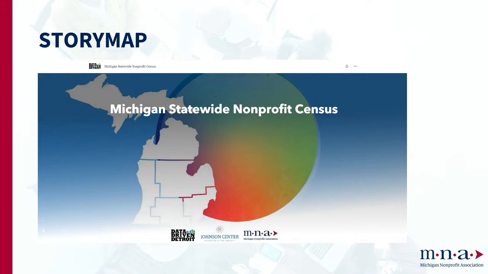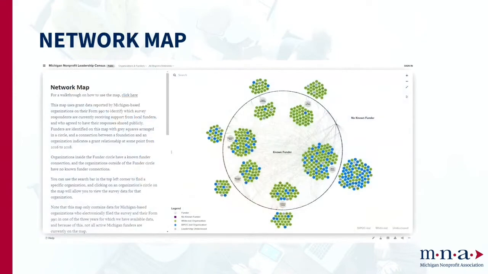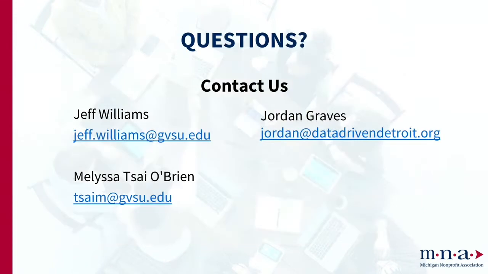And also included in the story map is a network map, which shows the connection of nonprofits to funders in their specific region. So it uses grant data reported by Michigan-based organizations based on their 990 forms, which are required by tax-exempt organizations. And it's only including those that filed between 2016 and 2018. And they had to opt into the survey to be included in the network map.